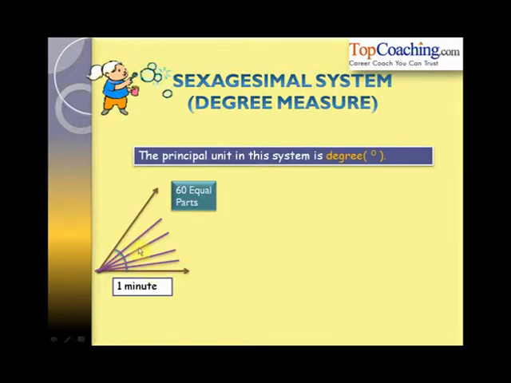So in this system of measurement, we divide a right angle into 90 equal parts such that each and every equal part is called 1 degree. Further, every degree is divided into 60 equal parts, and each of these 60 equal parts is called a minute. Further, we divide a minute into 60 equal parts, and the equal parts are called seconds.